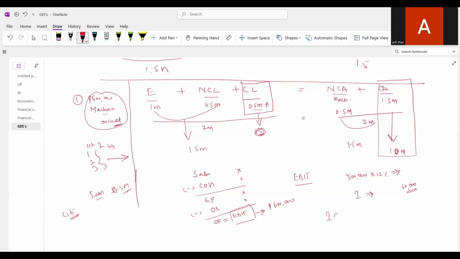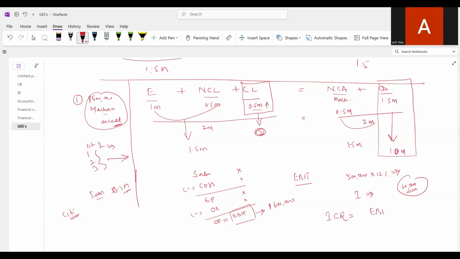Interest coverage ratio is a concept. Your EBIT is covering how many times your interest. Now you tell me, if my yearly installment interest is 60,000 and my EBIT is 600,000, what is my interest coverage ratio? My EBIT covers the interest how many times? 10 times. How did you calculate that?